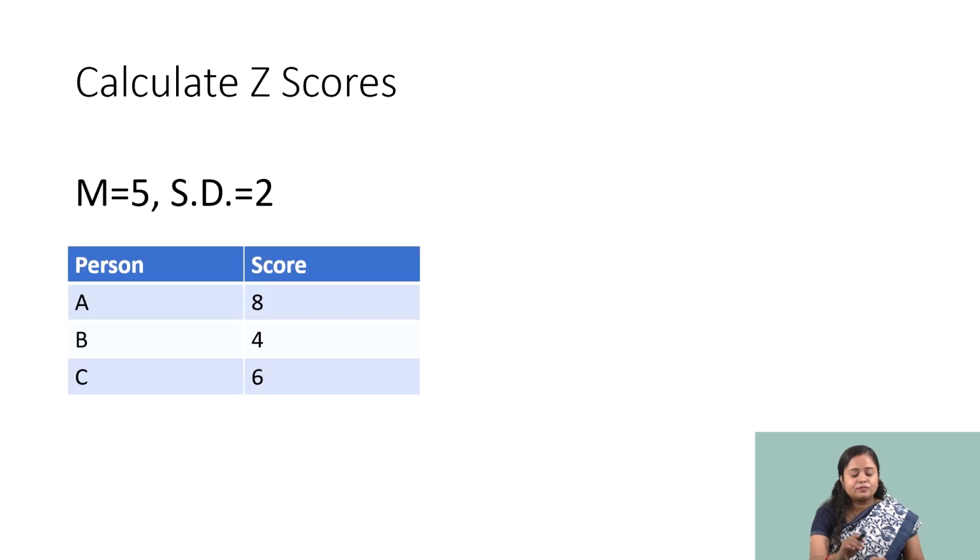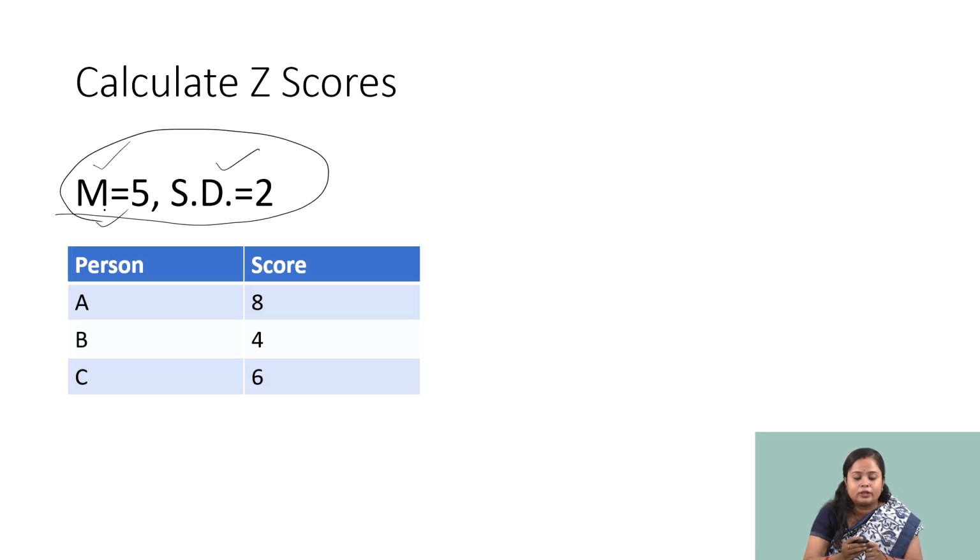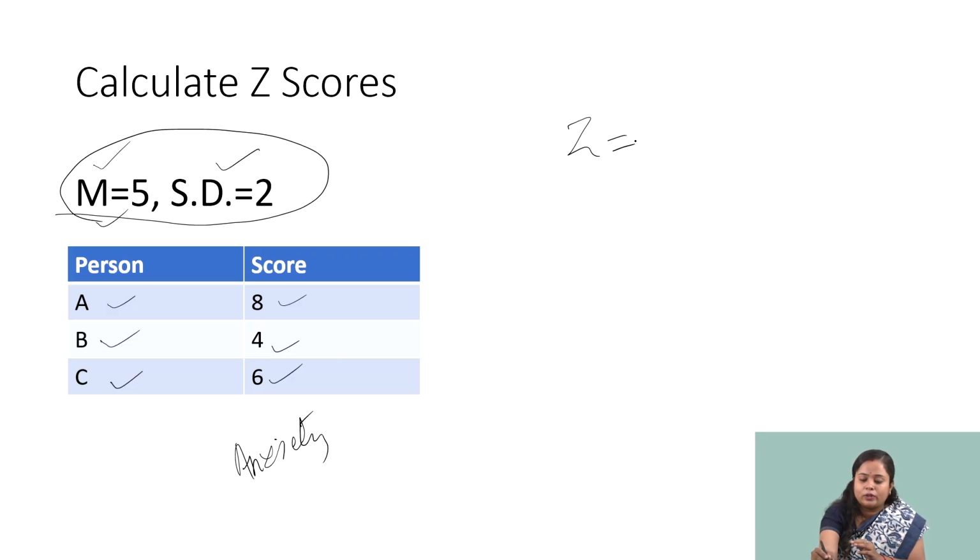Let's take an example. Suppose in an anxiety test, the data we get from the normative sample, the norm group, indicates a mean of 5, whereas the standard deviation is 2. It is indicated in the manual or in the norm group. Now we have to calculate the z-score for person A whose raw score is 8, for person B whose raw score is 4, and for person C whose raw score is 6. So what will be the calculation? The formula is z is equal to X minus M upon standard deviation.